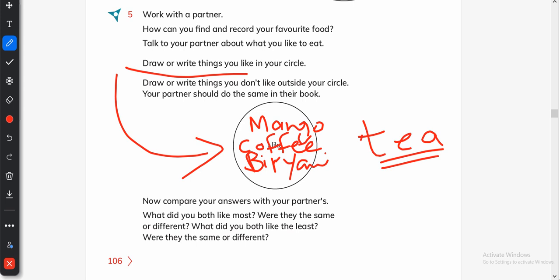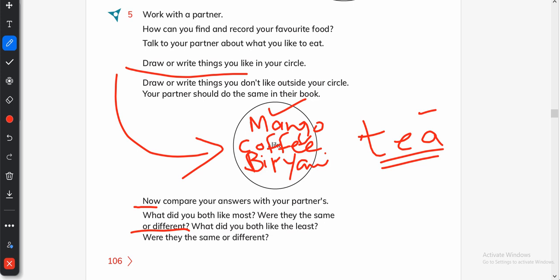Yes, all the other things I like to eat. Okay, now compare your answers with your partner. What did you both like most? I think mango. Mango is the favorite fruit for all of us, almost for all of us. Okay, were they the same or different? Definitely different. People like tea.